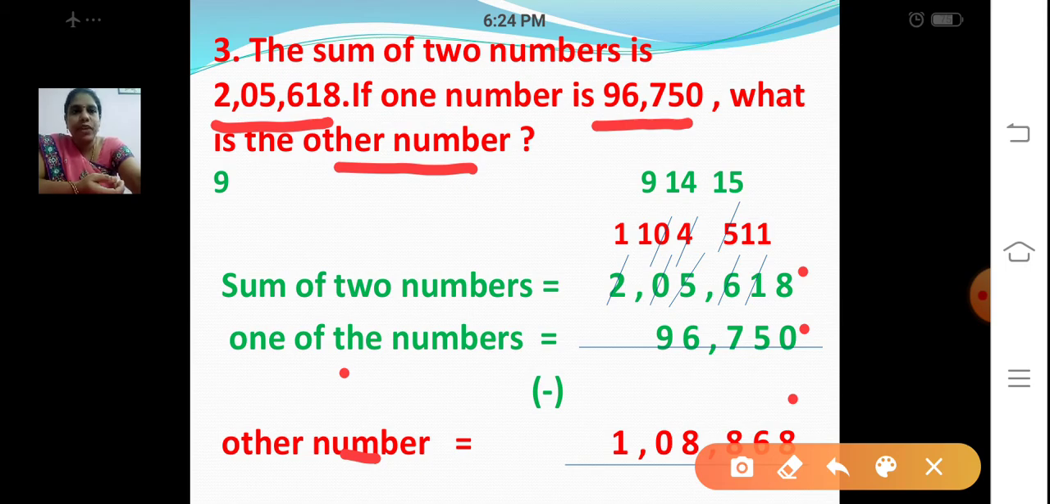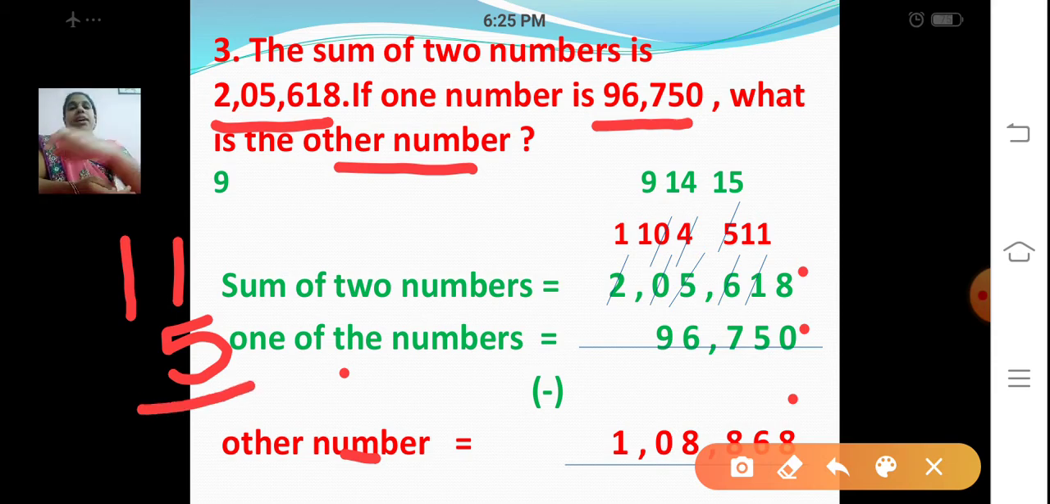Then can you subtract next, the tens place? 1 minus 5. Is this possible? No. So in that case, I am going to borrow 1 from the hundreds place. What number am I having in the hundreds place now? 6. So my hundreds place will become 5 and my tens place will become 11. So 11 minus 5. You know to subtract, right? After 5, 6, 7, 8, 9, 10, 11. So 11 minus 5 is 6. So 6 tens. Write it down, 6 tens.